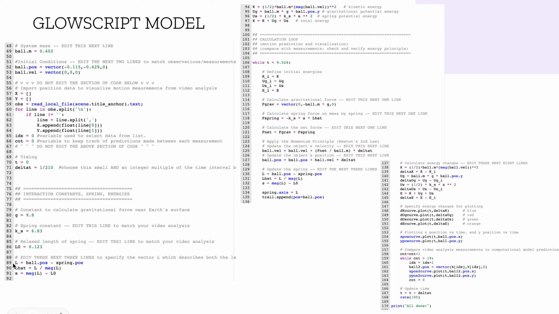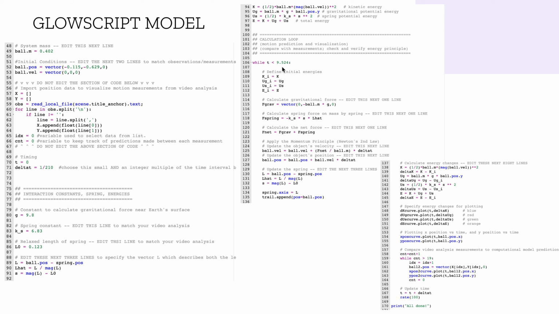We calculated L, L hat, and S. And here for the part of the energies of the model, we updated the formulas of the kinetic energy, gravitational potential energy, and spring potential energy. And for our total energy, we just added these three energies, which we have here.